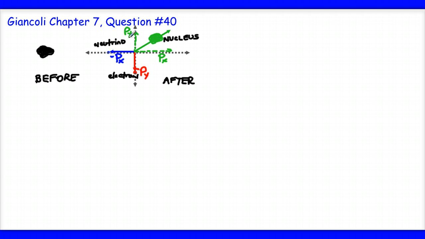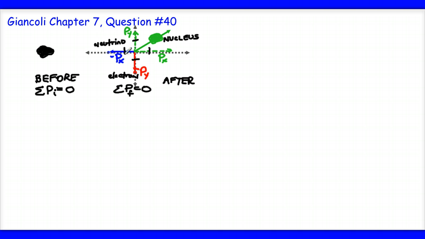I should recognize that since the momentum of the system originally was equal to 0 because it was at rest, the sum of the momentum of all the different particles after the decay must also be 0. This is a conservation of momentum statement. So the y component of the momentum of that nucleus is equal to the negative y component of the electron's momentum, and the x component of momentum of that nucleus is equal to the negative x component of momentum for the neutrino.